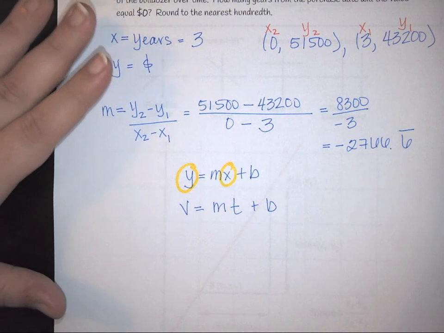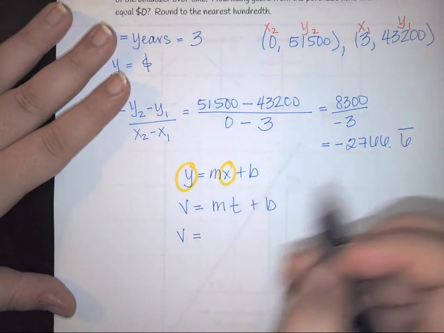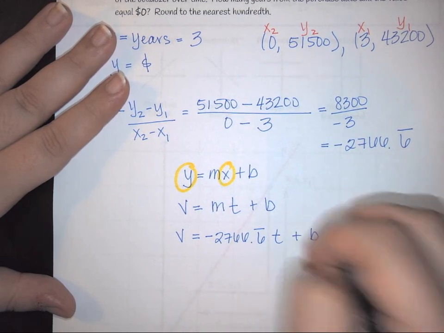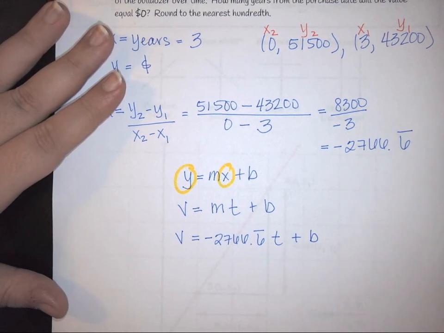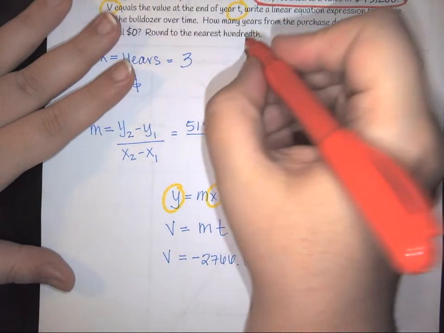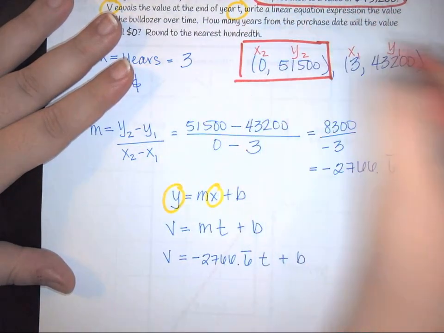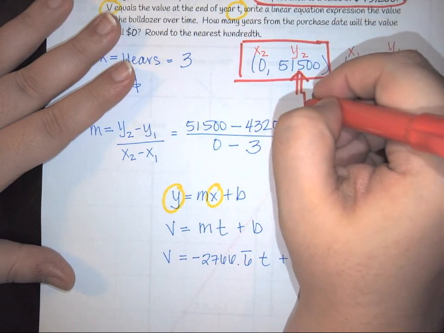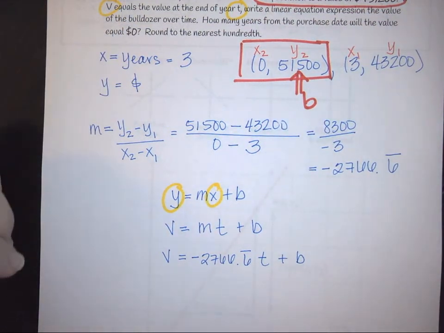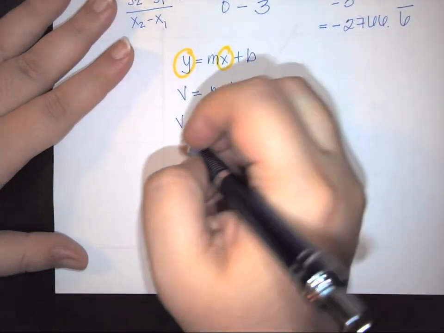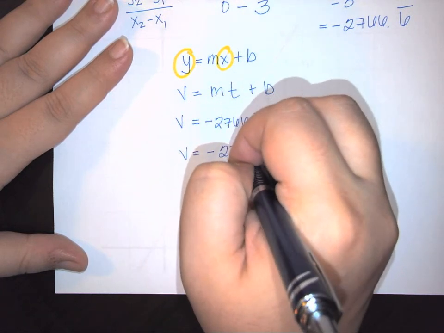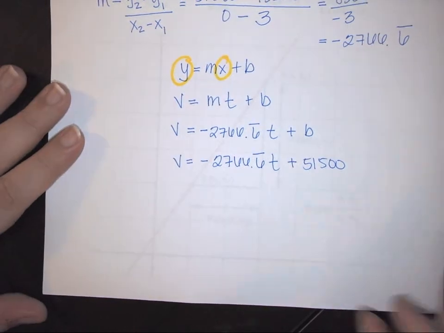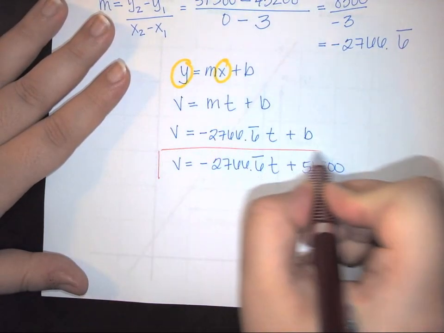Well, we can start plugging in what we know. So we know v is going to equal my slope, so negative 2766.6 repeating t plus b. B is my y-intercept. If we look very carefully, we actually already have that. Notice my first coordinate point, x is 0, and I have a value for y. This means right here is my b. So when I write my equation, what I actually have is that v equals negative 2766.6 repeating t plus my 51,500. So here is the equation of my line that I was asked to find.